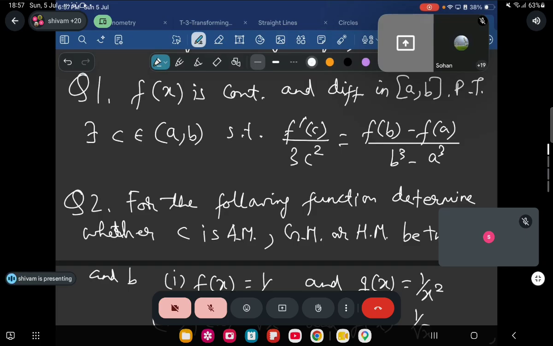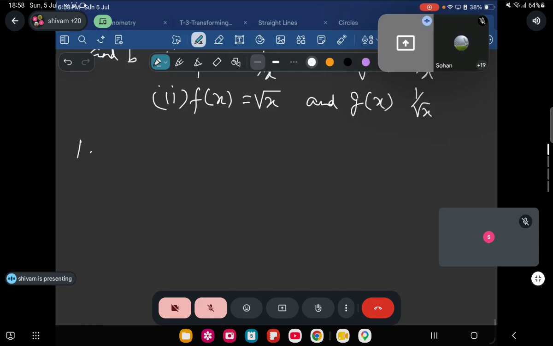Everyone, by looking at the denominator, b cube minus a cube, of course, we have to take g of x equal to x cube. After that, we can solve it. Pay attention here, those who have not done number one. Let us take g of x equal to x cube.